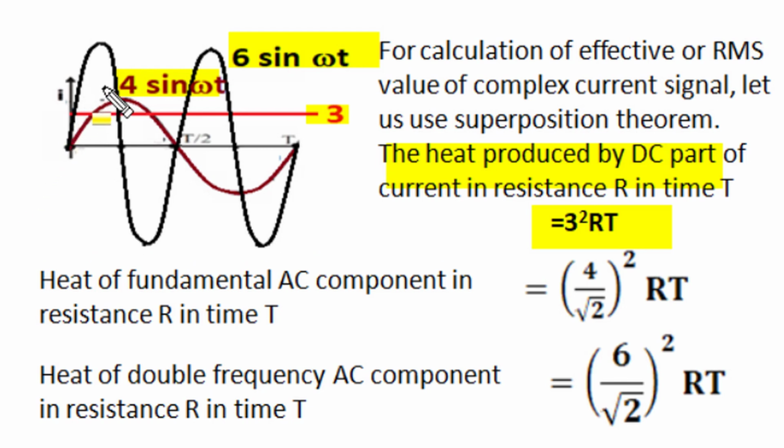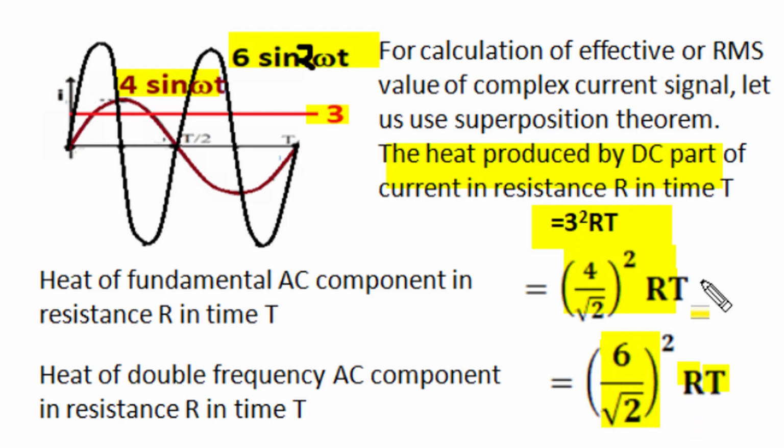Similarly, when only the fundamental frequency component 4 sin omega t is passed through the same R resistance for T time, the heat produced is corresponding to its RMS value, and the RMS value of this 4 sin omega t component is amplitude divided by root 2, and heating produced in R resistance for T time is RMS value square RT, I square RT. Similarly, this double frequency sinusoidal component having amplitude 6 ampere has RMS value amplitude divided by root 2, and heating produced by this double frequency AC component in R resistance for T time is RMS value square RT.